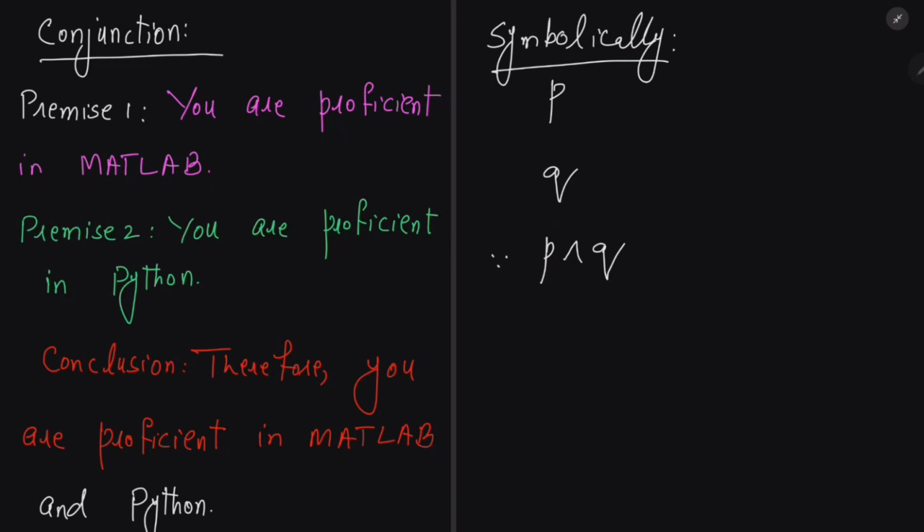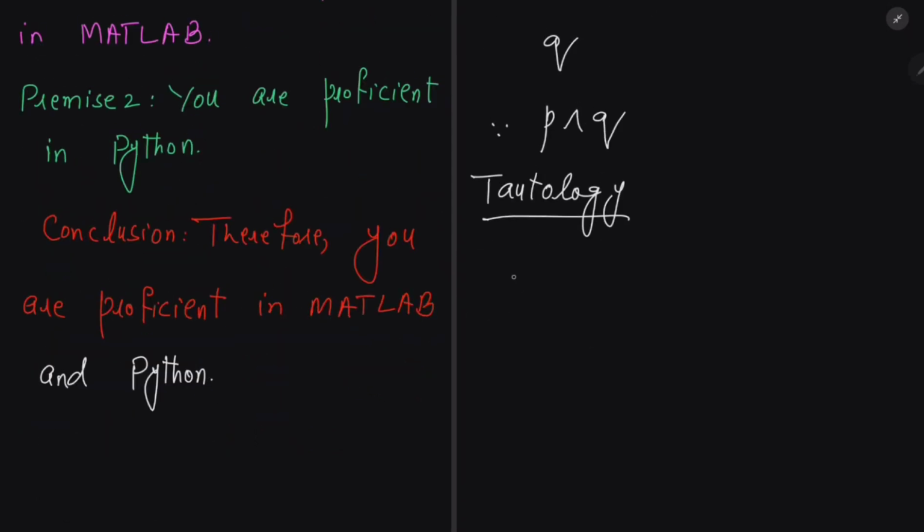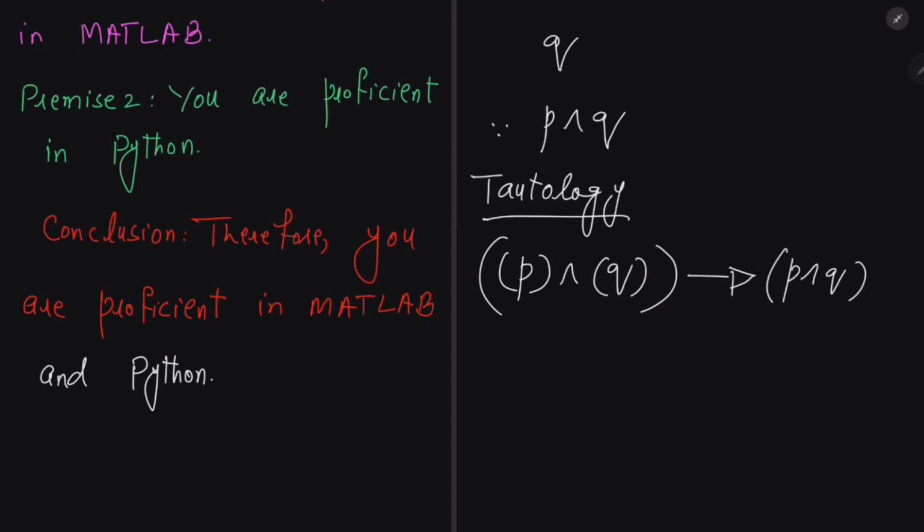What is the tautology? Let me just write the tautology first. Since we have P, then we have Q, and then we draw a conclusion which is P and Q. That's how we write the tautology. The next thing we have, the last one, is the resolution.